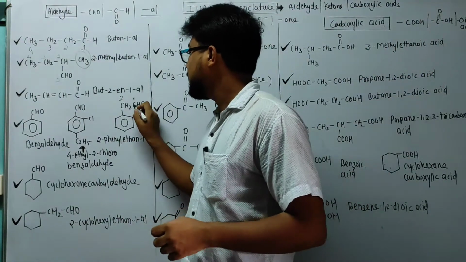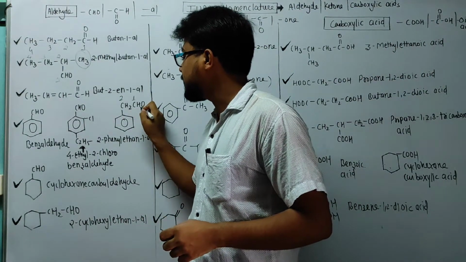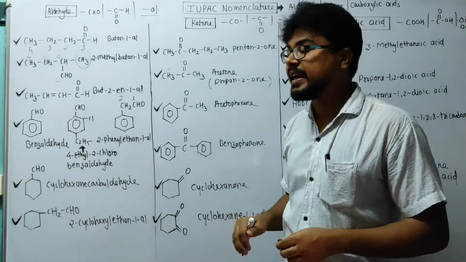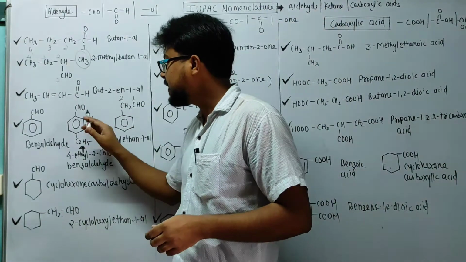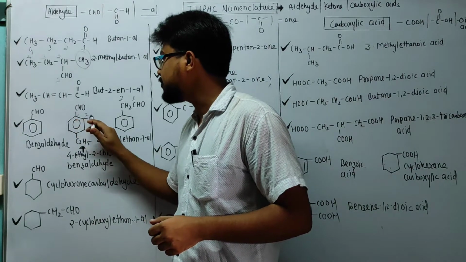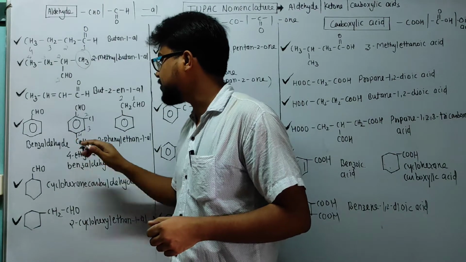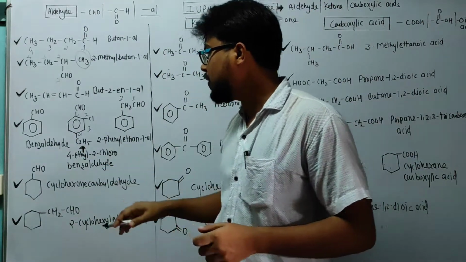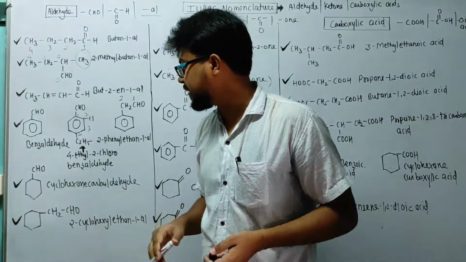1 al. Because the carbon of the functional group will be counted in the longest chain, because CHO is not directly connected with the benzene ring. Here CHO is directly connected now. So I will start my numbering 1, 2, 3 and 4. Check 4 ethyl, 2 chloro benzaldehyde, in alphabetical manner, correct?